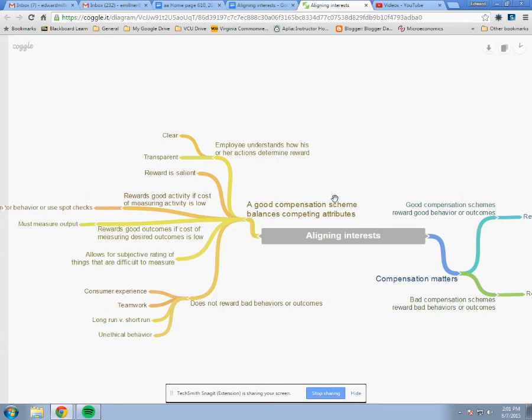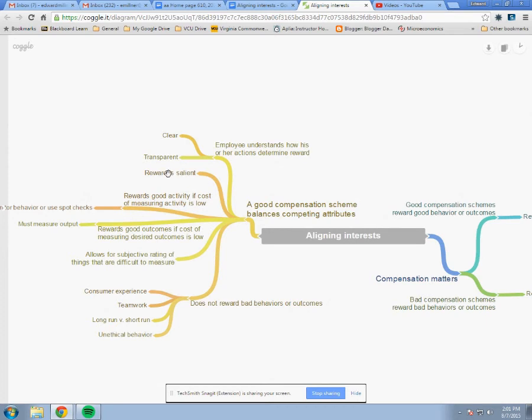A good compensation scheme must balance competing attributes. First, you'd like the employee to understand how his or her actions determine the reward. The plan should be clear and transparent. Lots of complication means that people don't really know what they need to do, what they can do. You want the reward process to be simple enough that it actually motivates behavior. And unless they understand how their behavior affects reward, employees have a hard time figuring out what to do.